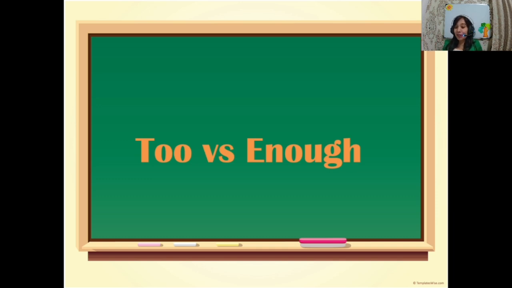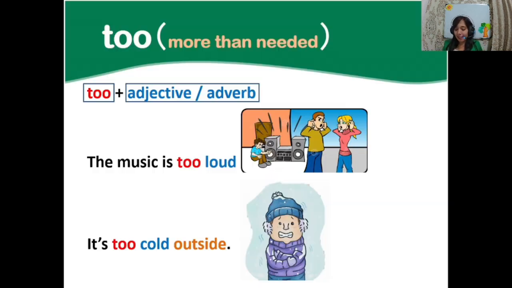Today, we will learn with you two words: too and enough. Now, let's start. Too means more than needed. Too usually follows with adjectives or adverbs. For example, the music is too loud. Or, it is too cold outside.